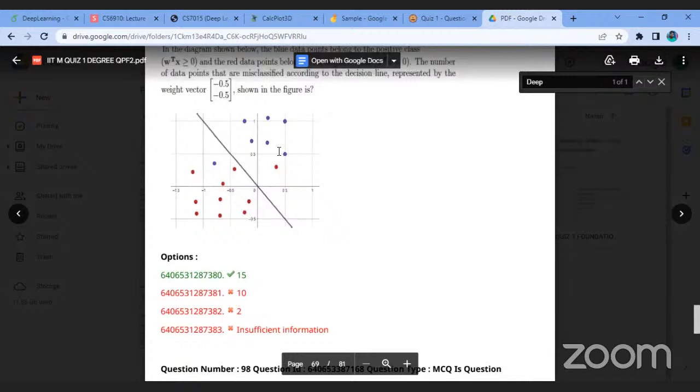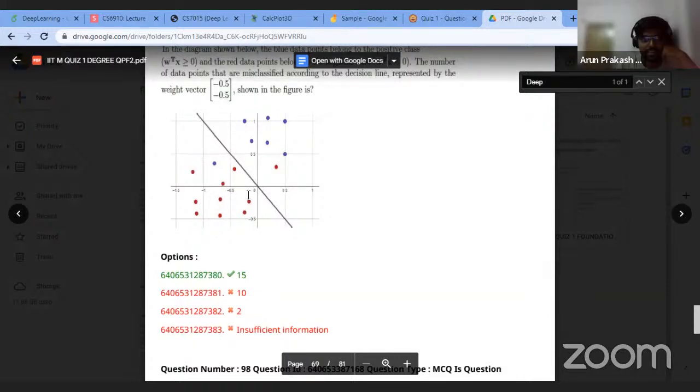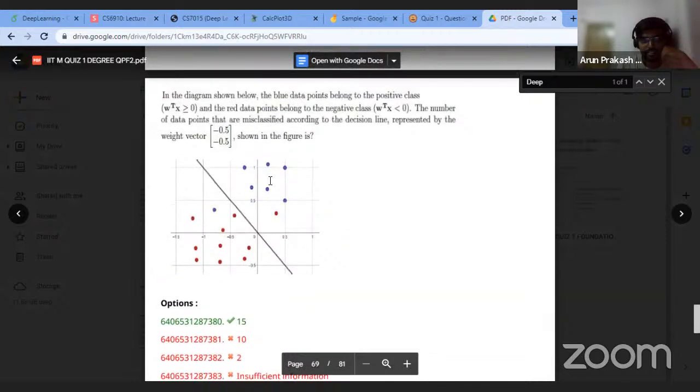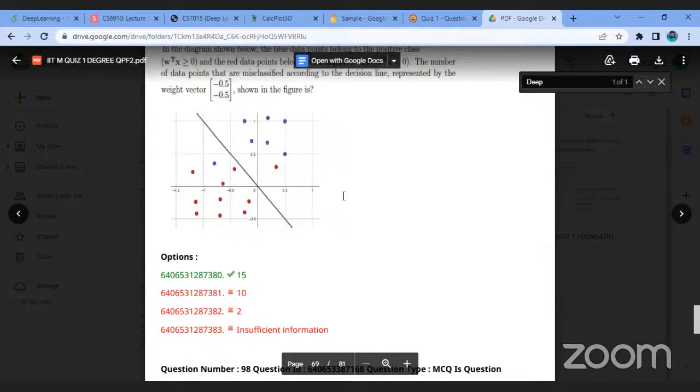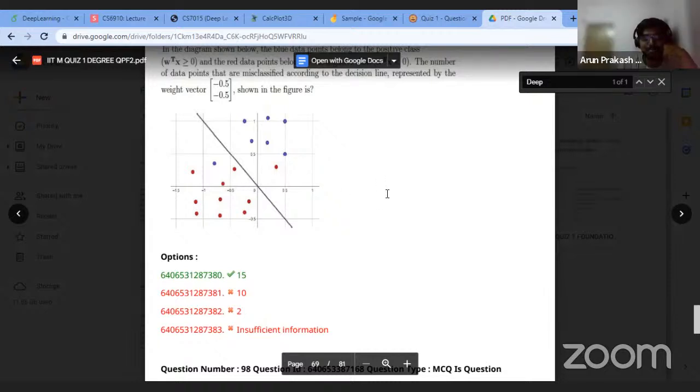Okay, let me count this. Let's say 15 total, how many points are there? 1, 2, 3, 4, 5, 6, 7, 8, 9, 10, 11, 12, 13, 14, 15, 16, and 17. There are 17 data points, right? Yes, sir. Then 2 are misclassified, so it's 15. Yes, I counted the point itself wrong. Really? Okay, it's all right. It happens, but in an examination, if it happens, then that's a really bad thing.